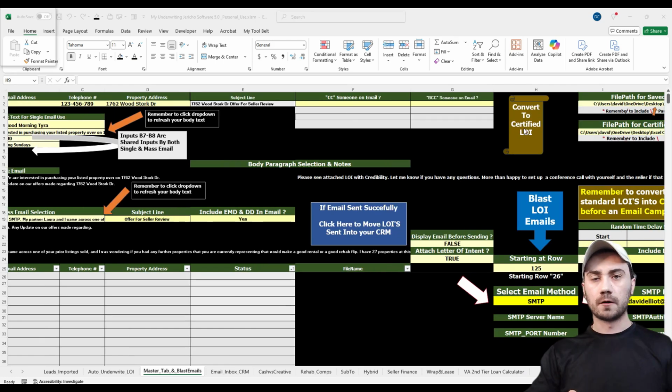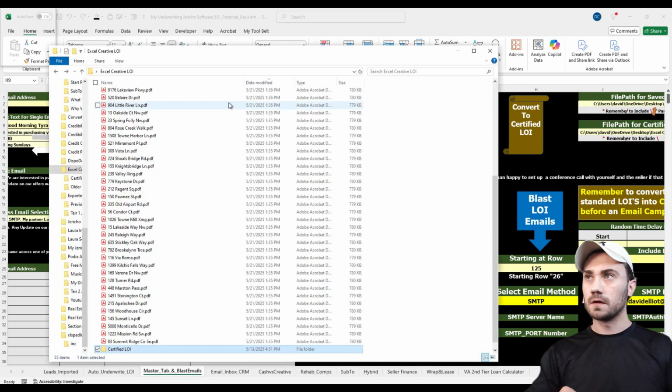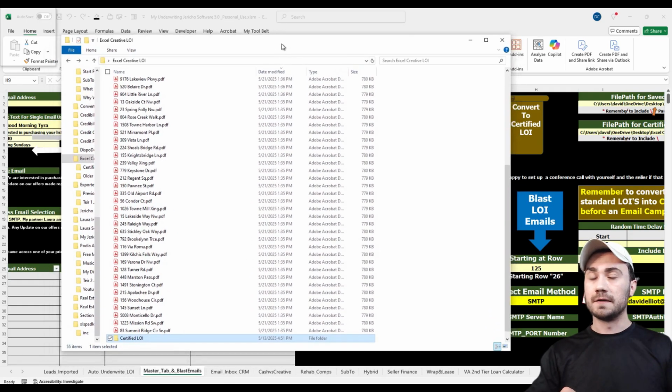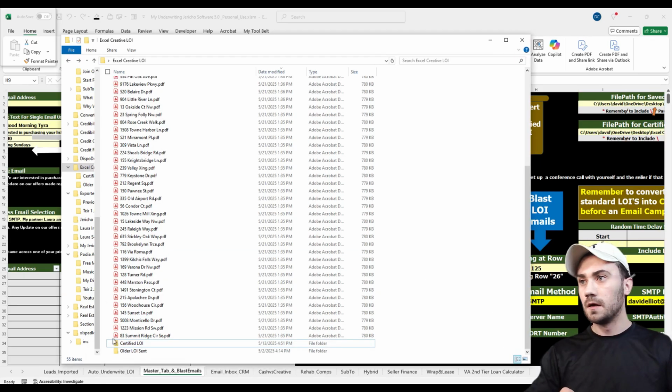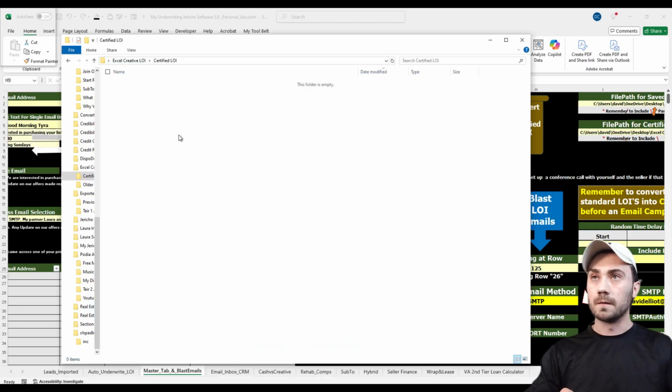So when I click on this macro, it's basically going to change those PDF documents that you saw previously, and it's going to certify it in a PDF A1B format, which is the highest security standard for any type of documents that are being attached via email. So those certified LOIs now are going to be dropped in this folder path here.